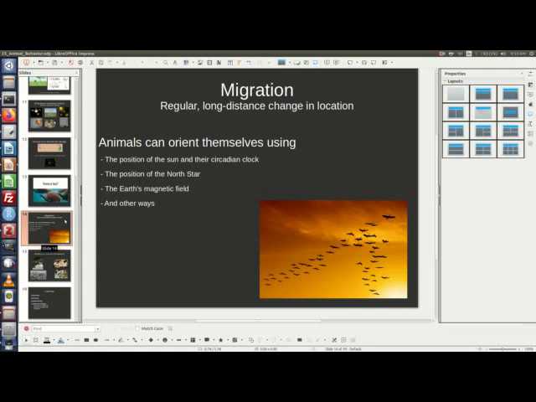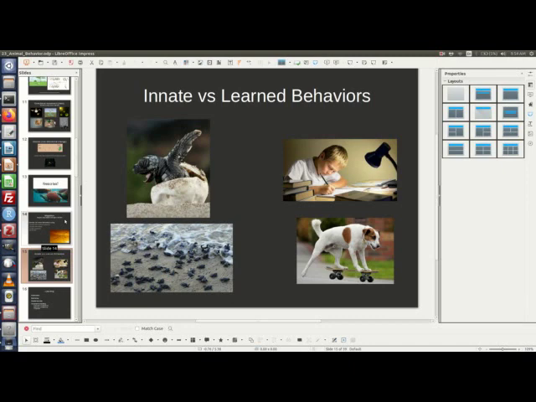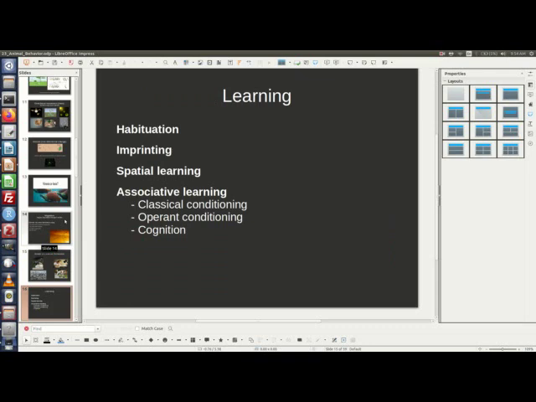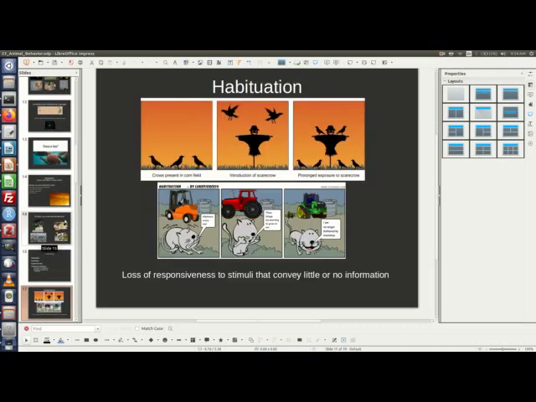Okay. So far, everything we've talked about have been innate behaviors. Okay. As opposed to innate behaviors, we've got learned behaviors. Okay. Types of learning. We've got habituation, imprinting, spatial learning, and associative learning. All right. Habituation is pretty straightforward. It's losing responsiveness to some stimulus that conveys little or no information.